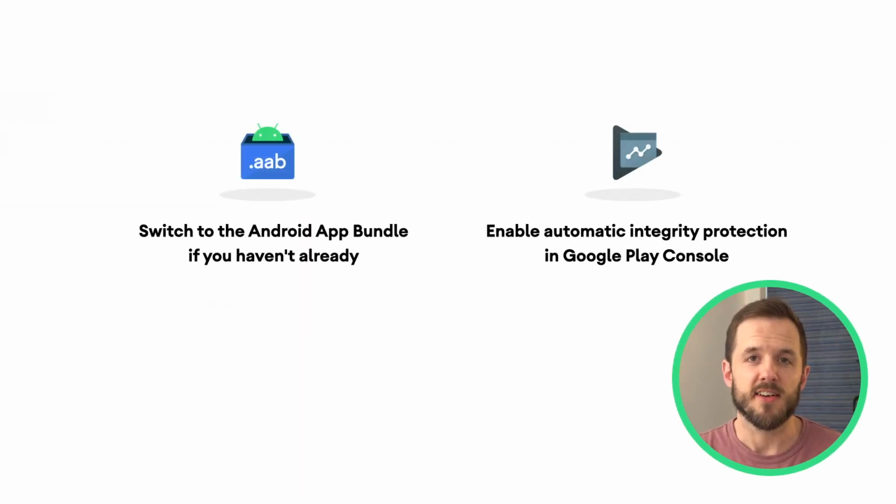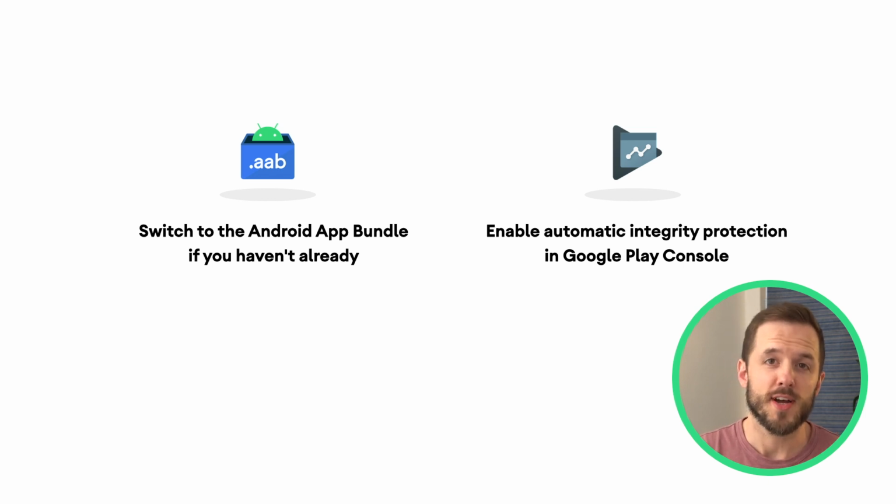Automatic integrity protection is an easy and powerful new way to ensure that your users are enjoying your apps and games the way you intended.